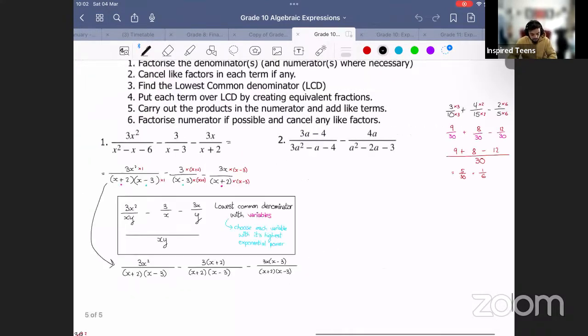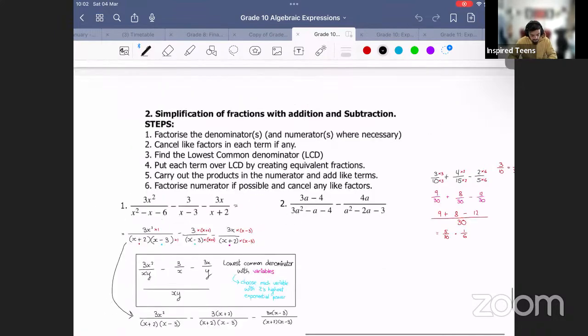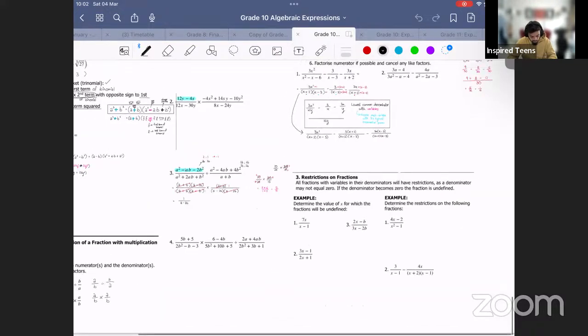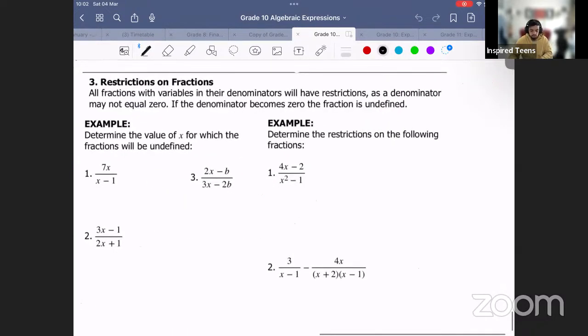Let's talk about restriction on fractions. Just before this, we discussed simplification of fractions with addition and subtraction. We did some complicated examples with factors as denominators, when you have unknowns. There is one more note. I'm going to add it to this. It's just something I want you guys to know.